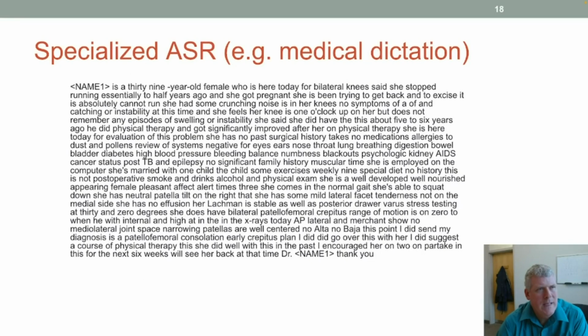How about medical dictation? Here is dictation that a medical professional made about a patient that he or she had contact with. Okay, so that can be useful. Specialized ASR systems are trained on medical terminology so that they get all the terminology correct, like bilateral knees and mediolateral, right? X-rays. What is this word? Patellofemoral crepitus. I'm not even trying to say that, but you've got to have an ASR system trained on medical material to get that right.